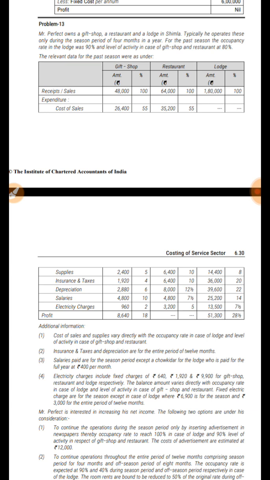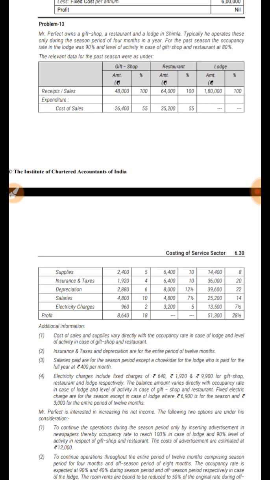For the past season the occupancy rate in the lodge was 90%. So lodge के लिए occupancy rate was 90%. And the level of activity in the case of gift shop and restaurant is 80%. Level of activity means what? Level of activity मतलब सेल कितना हुआ. Okay, gift shop में obviously you cannot say occupancy rate, so that's why they are saying level of activity in the case of gift shop and restaurant is 80%. Okay, so वहाँ पे सेल हो 80%.